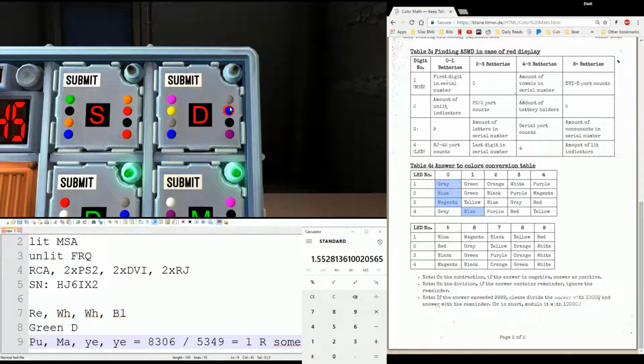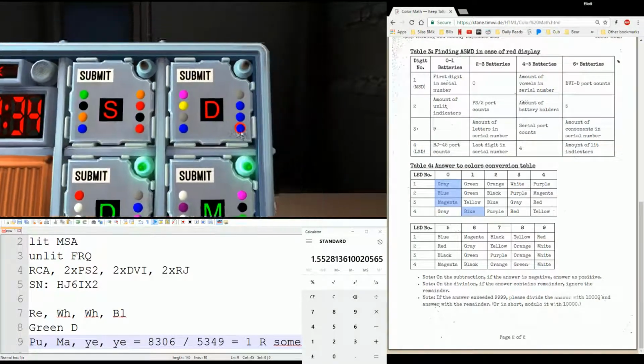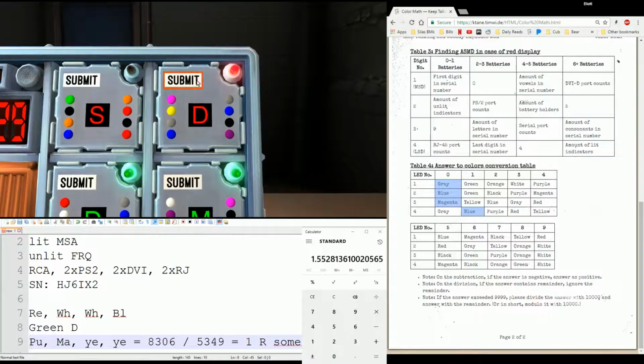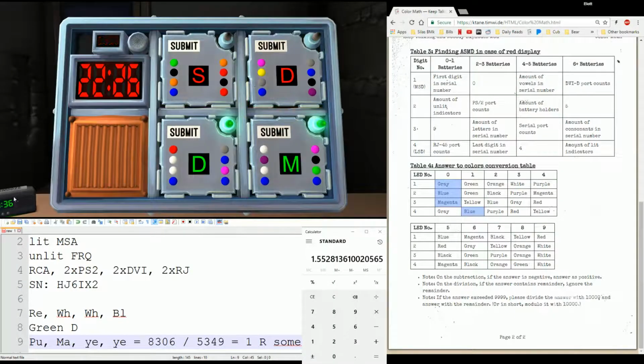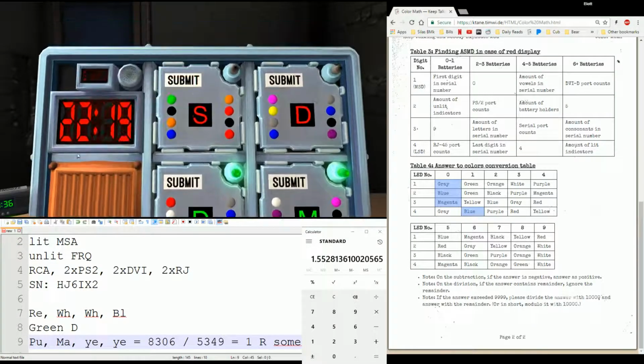Division. I'm not even going to do this one. I'm going to take a wild shot in the dark and say it's going to be gray, blue, magenta, blue. Watch it be wrong. It is. We'll see what that is at the end. I'm kind of curious. Bet it's 0 if it wasn't 1. But let's do the S.